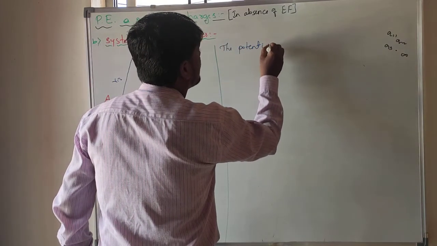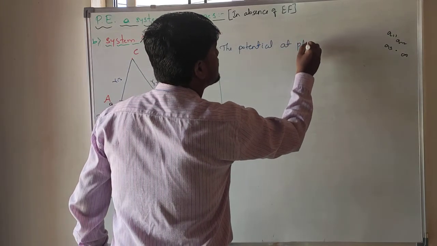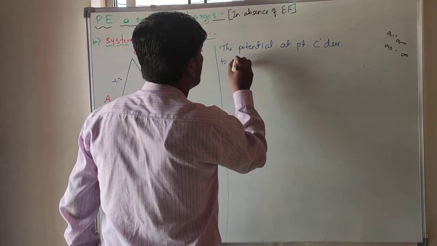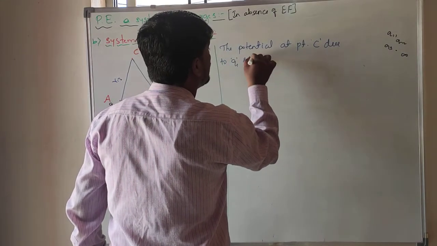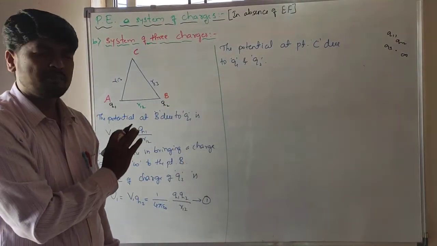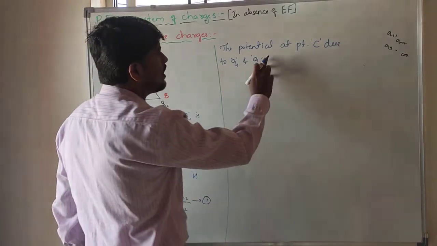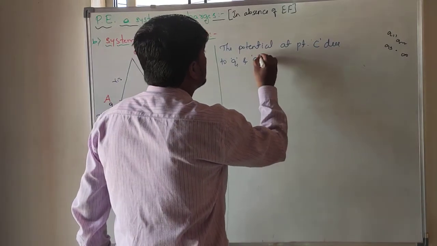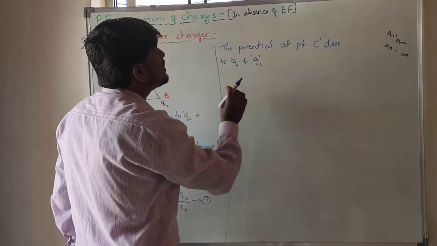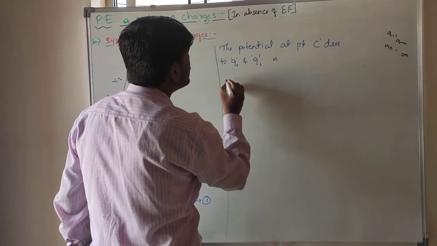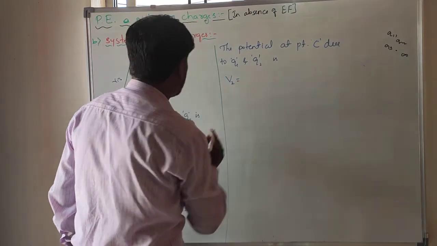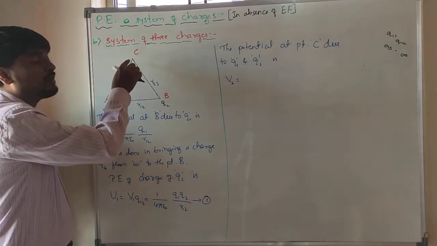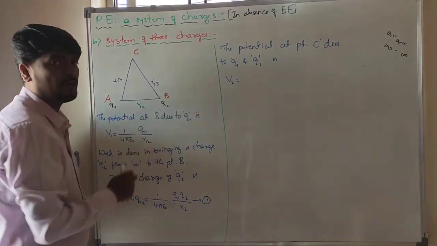The potential at the point C due to Q1 and Q2 is very simple, just like a system of two charges, or a potential energy of a system of charges, as we derived in the previous class. The potential at point C due to Q1 and Q2, now I have to write here as V2. At point C, how many potentials are there? Two potentials, that is why I am writing V2.